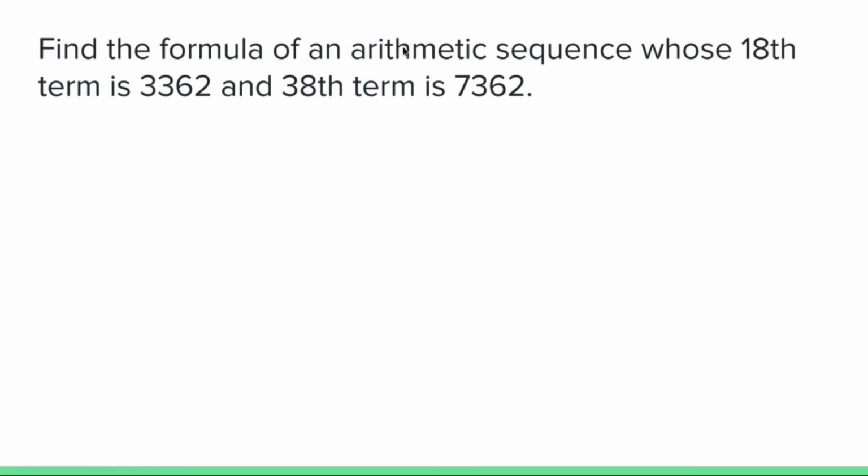Find the formula of an arithmetic sequence whose 18th term is that gross number and 38th term is that gross number. All right, no big deal. I just need to find the common difference. The way you can find the common difference is to treat this like the slope formula. So the number that I have, 7362, matches up with 38. I'm going to subtract 3362, convenient numbers, and 18.